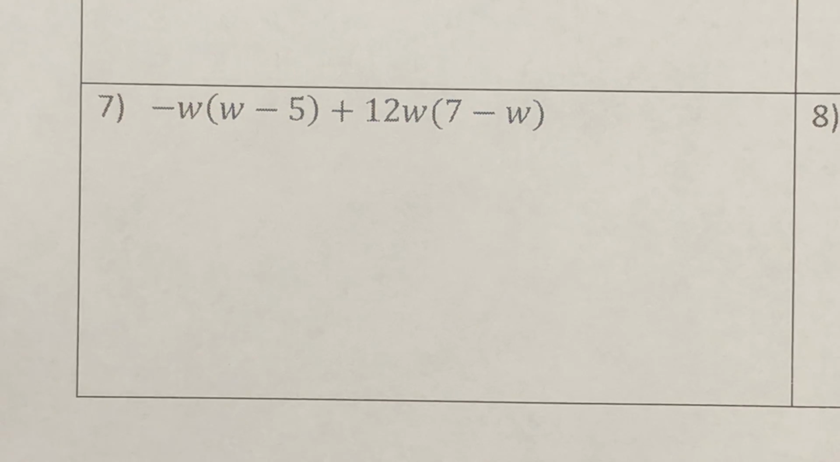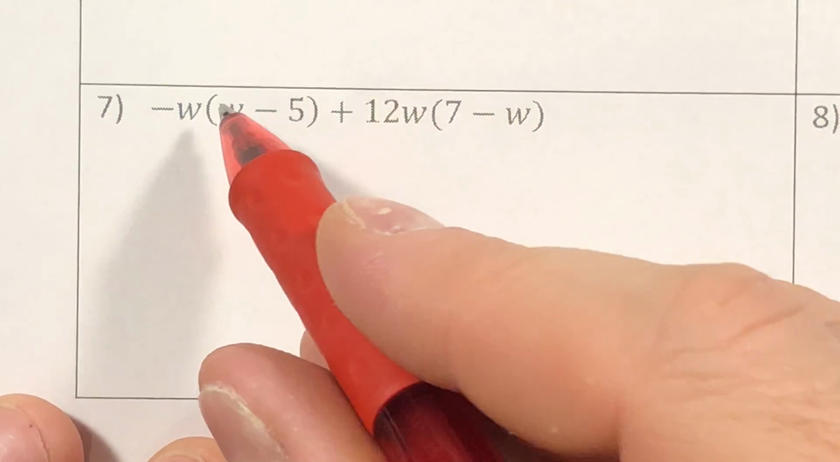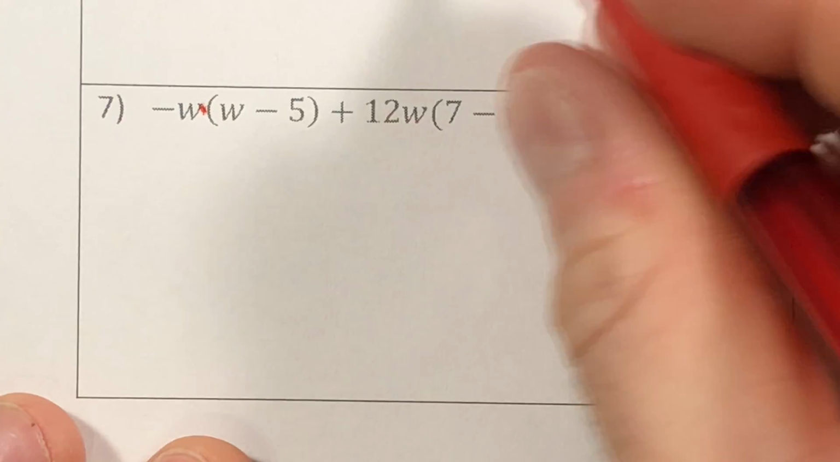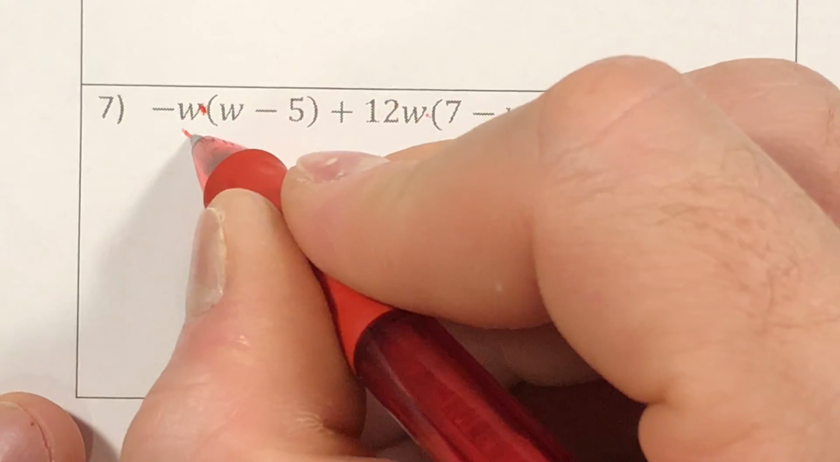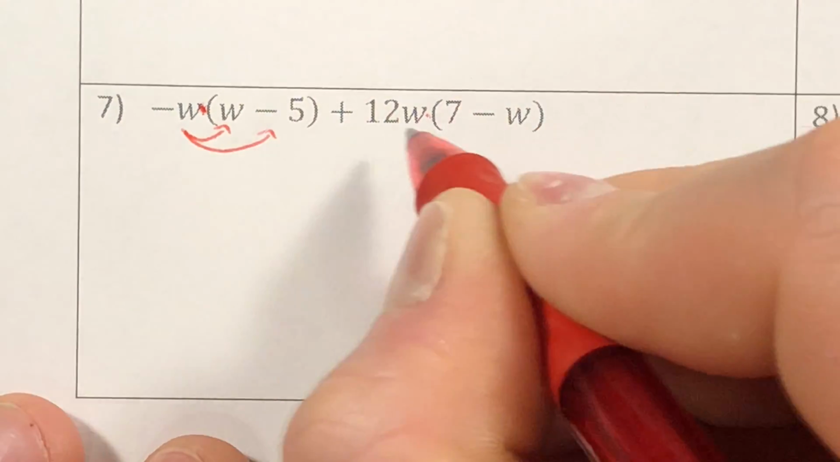Okay. Lastly, I have number 7. So again, number 7, go ahead and pause the video, unpause what we've done, and see how well you did. Perfect. So we notice that again we have variables outside parentheses, which means they get multiplied times everything inside them.